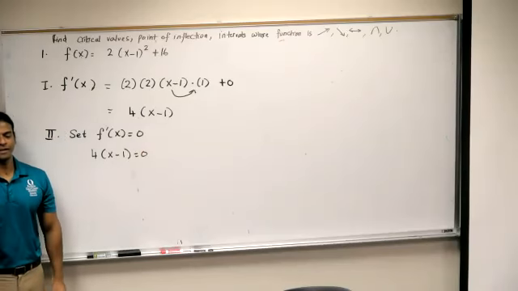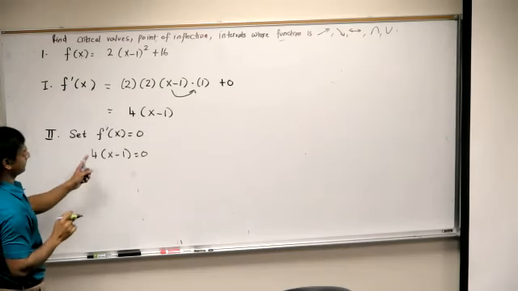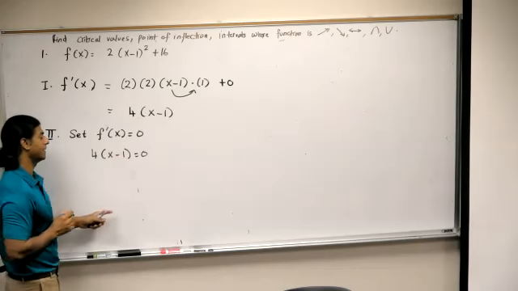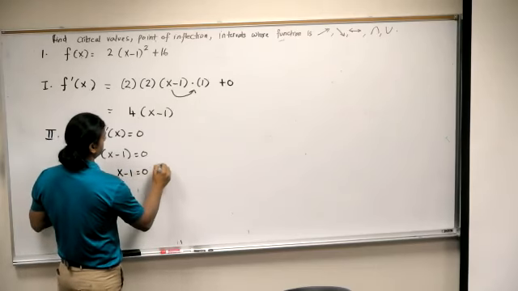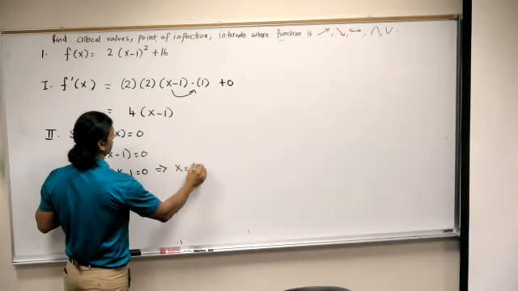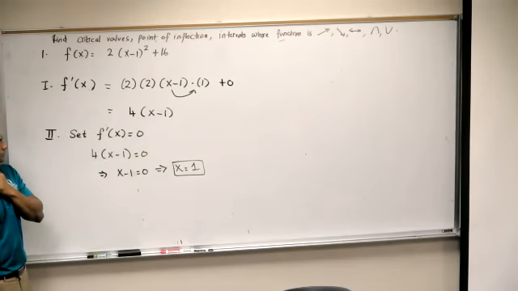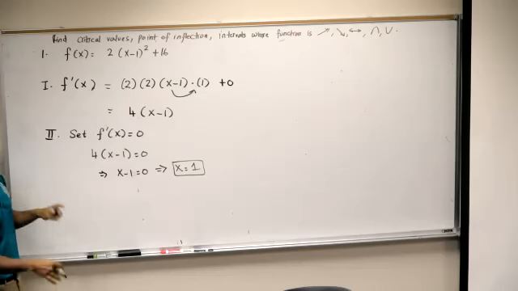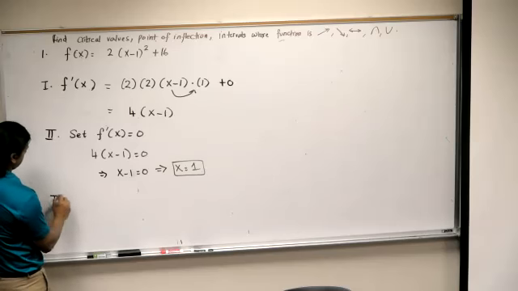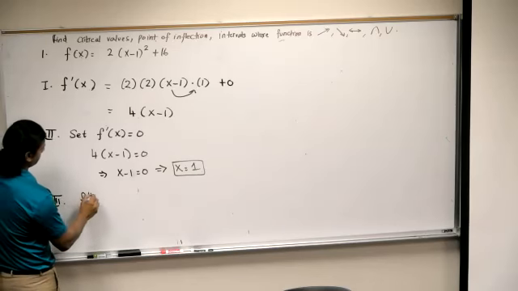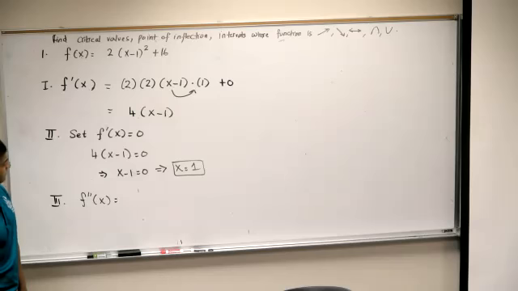And solve for a value, and that value would be the critical value. Well, divide by 4 on both sides. x minus 1 would equal 0, which would mean x is 1. Let me go ahead and find the second derivative also. What is the second derivative? Second derivative is 4.